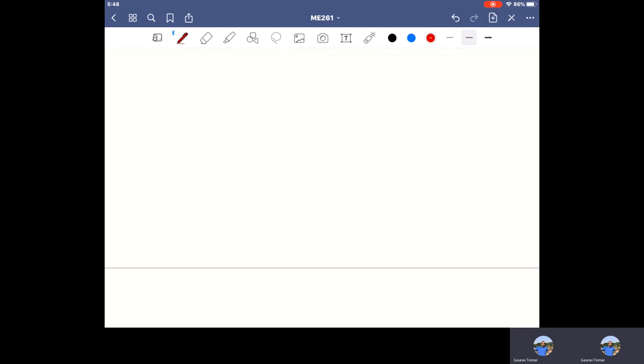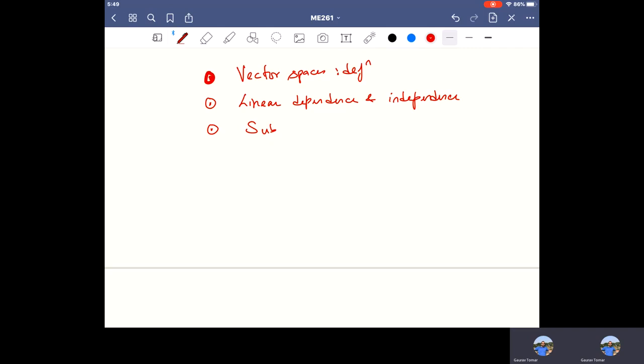In the last classes, we have already learned about the definition of vector spaces. We have also learned about the concept of linear dependence and independence. And we have also looked at the concept of subspaces.